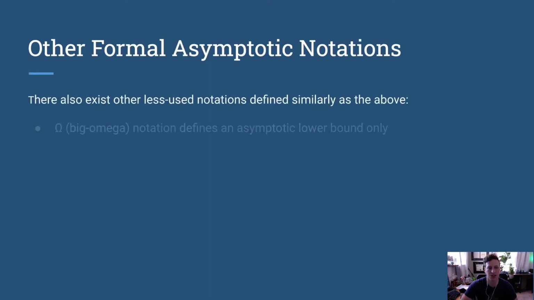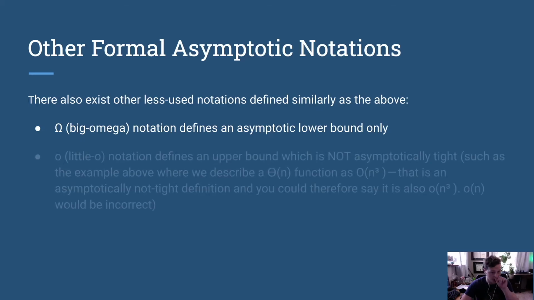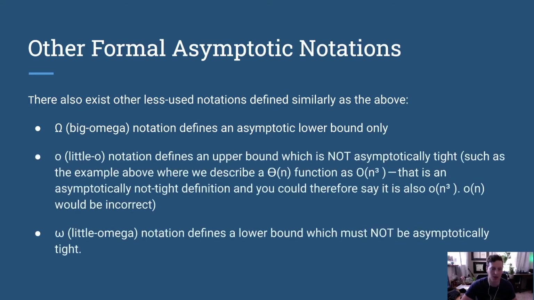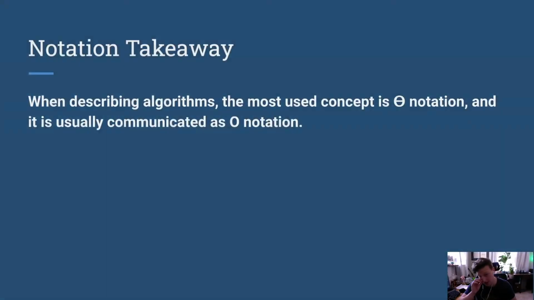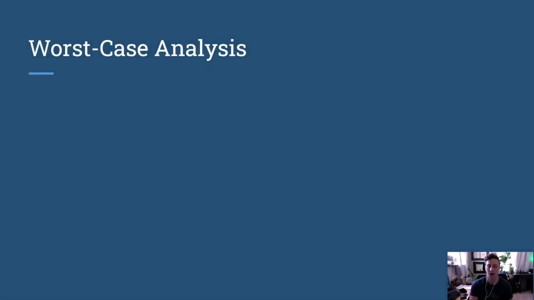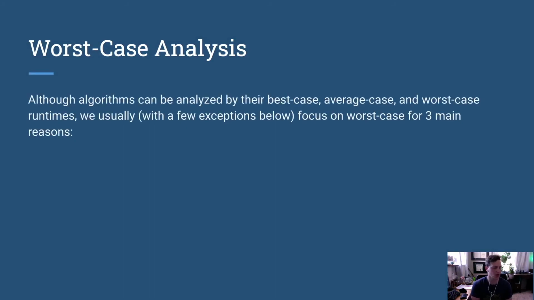All right, cool. There are some other asymptotic notations that we're really not going to go over, but just so you know they exist, there's big omega and little o. So the notation takeaway is, when people say big O, they usually mean big theta, and just understand the concept of caring about the highest order term and why we care about it.